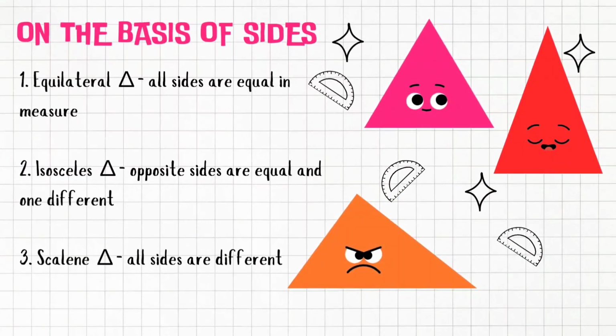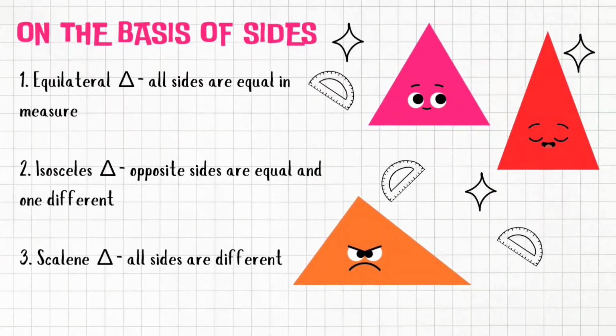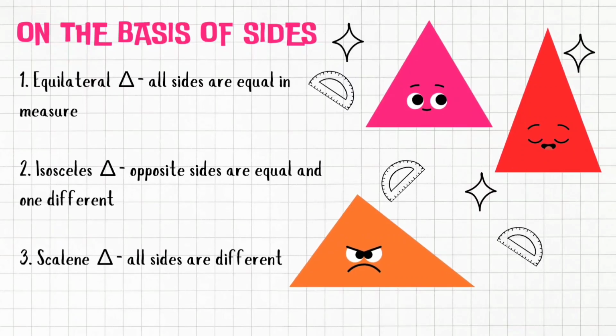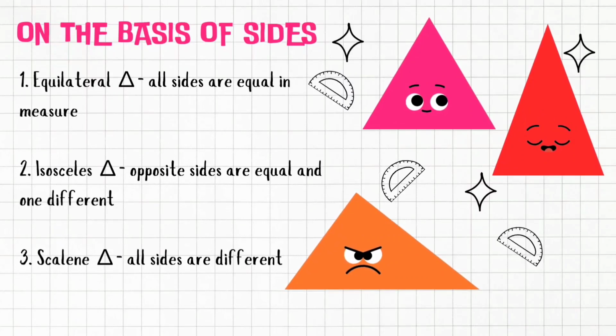On the basis of its sides, an equilateral triangle has all sides of equal measure. An isosceles triangle has two opposite sides of equal measure and the third is different. In a scalene triangle, all sides are different from each other.